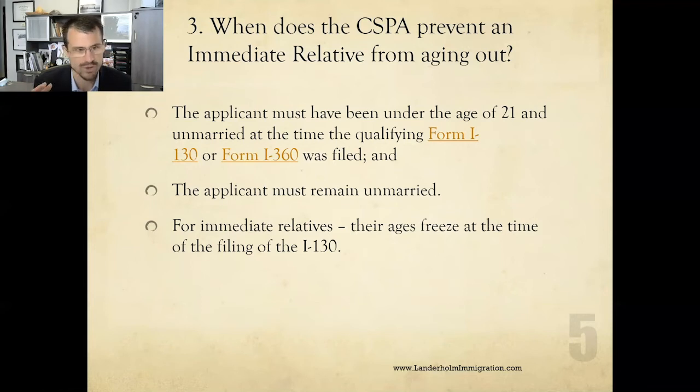All right. So anyway, if they're an immediate relative, basically you got to file that petition before the child turns 21, and the child has to remain unmarried throughout the whole process. And if you got those two things, then great, they'll be protected by the Child Status Protection Act.